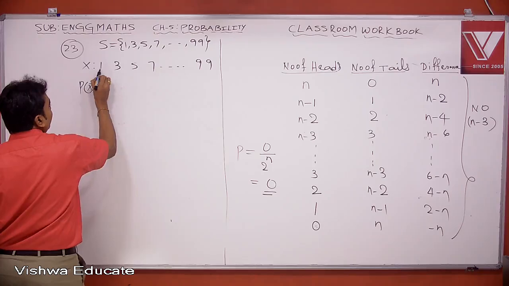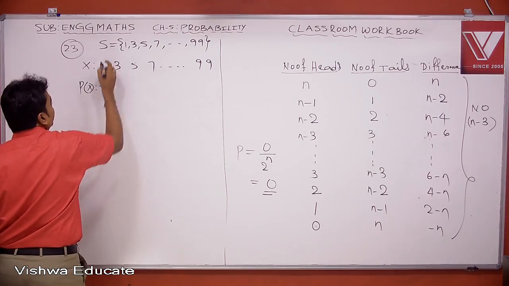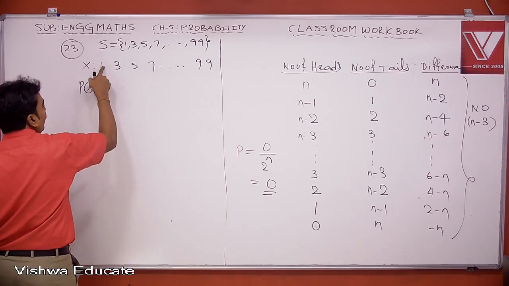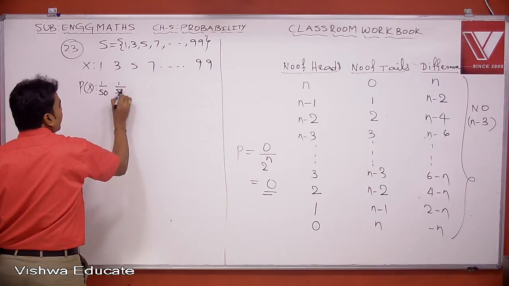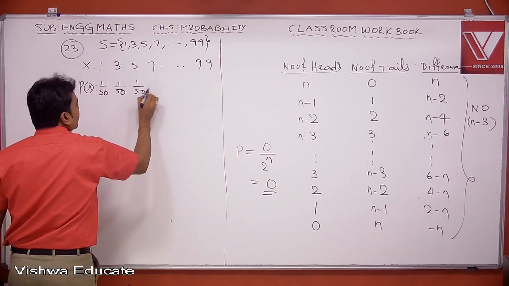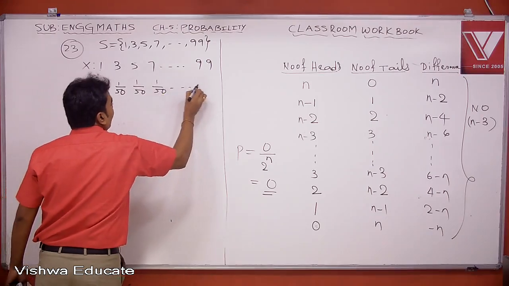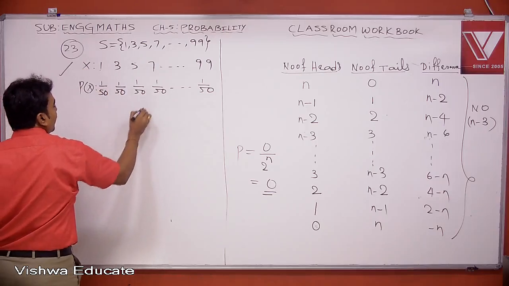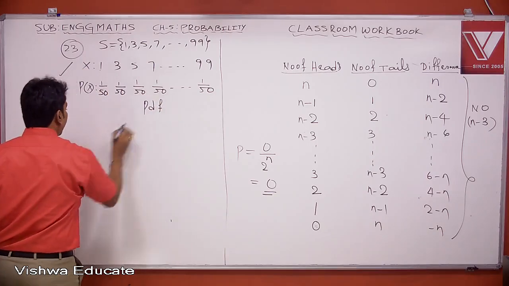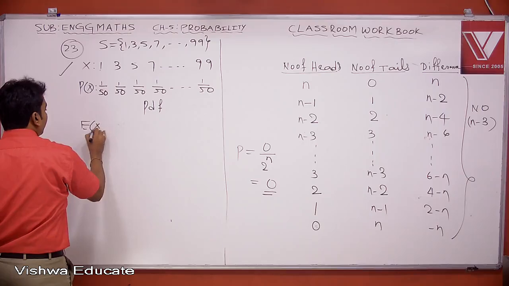You select one from this. So we have 50 elements inside this. So the probability to get 1 is 1 by 50. The probability to get 3 is 1 by 50. Similarly, for all sample points, the probabilities are 1 by 50 each. Now this is the PDF of this random variable x. Now let us calculate the E of x value.